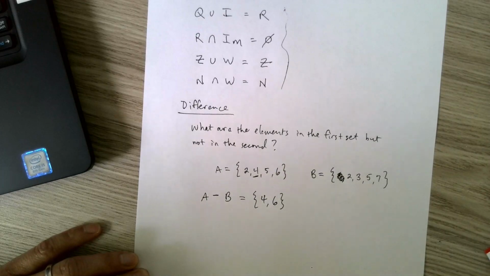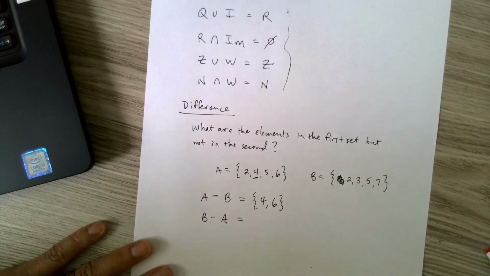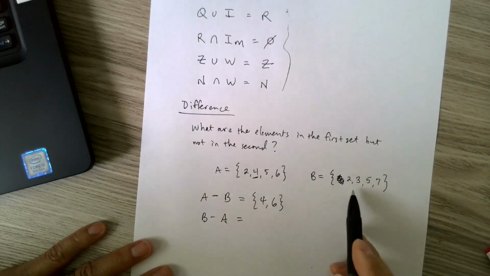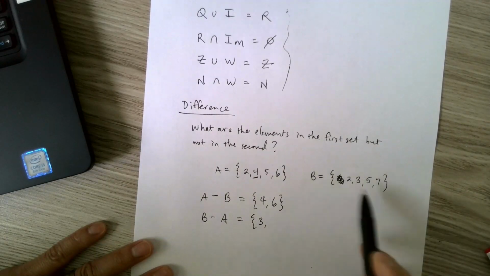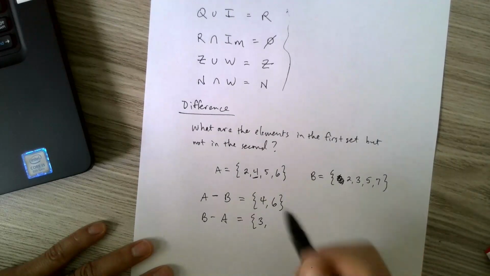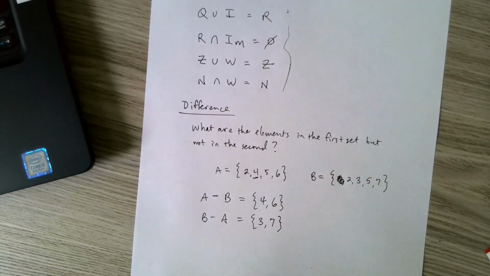Let's turn it around and find B minus A. They both have 2, so that doesn't matter. B has a 3. They both have 5. B has a 7. So B minus A is the set with 3 and 7.